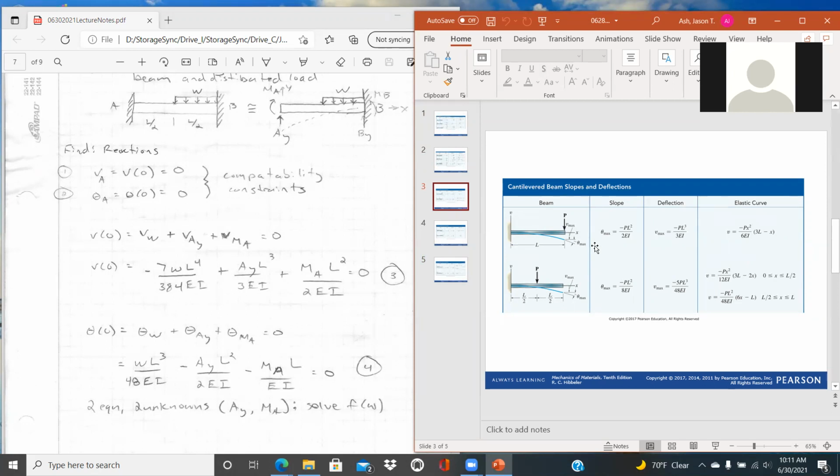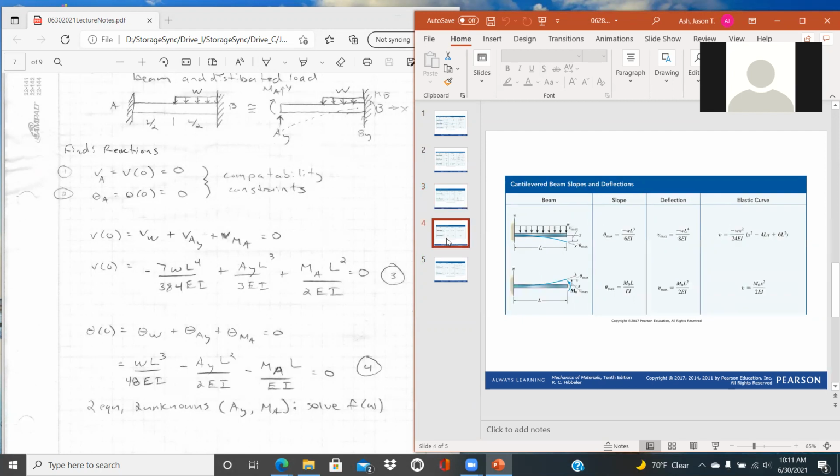And so there again, the slope here is a minus PL squared over 2EI because it's sloping downward to the right. When this deflects upward, it'll do the same. It's sloping downward to the right. So minus PL squared over 2EI. P in this case is AY. So I have minus AY L squared over 2EI, pulling that directly from the table.